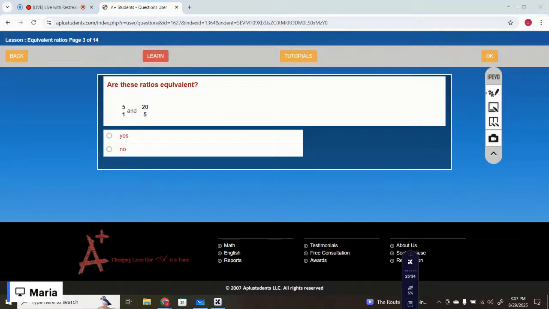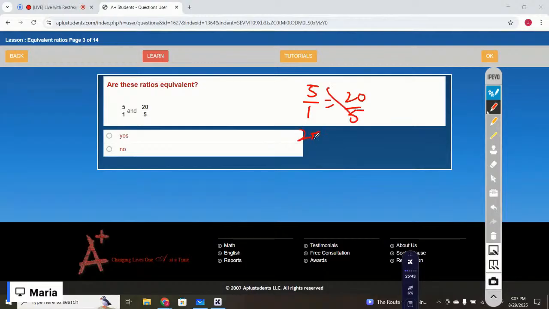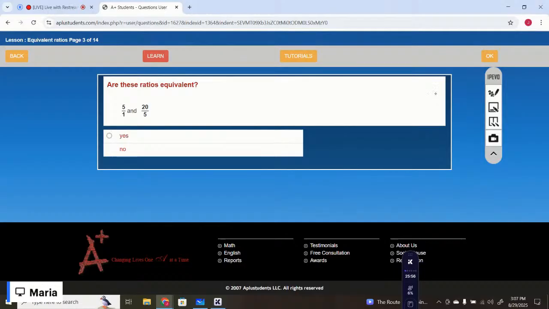Are these ratios equivalent, 5 by 1 and 20 over 5? 5 over 1 equals 20 over 5? 5 times 5 is 25 and 20 times 1 is 20. They are not equal. So the correct option is no, they are not equal.